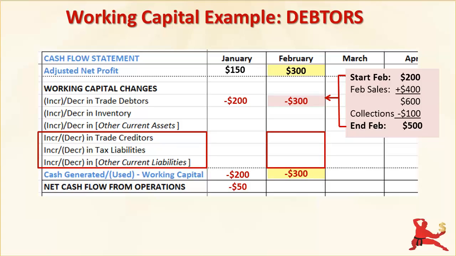As all the expenses were paid in cash, there's no timing benefits of delaying payments to, say, trade creditors. So out of sales of $600, which turned into net profit of $300 in February, we ended up with no cash coming in from trading activities this month.